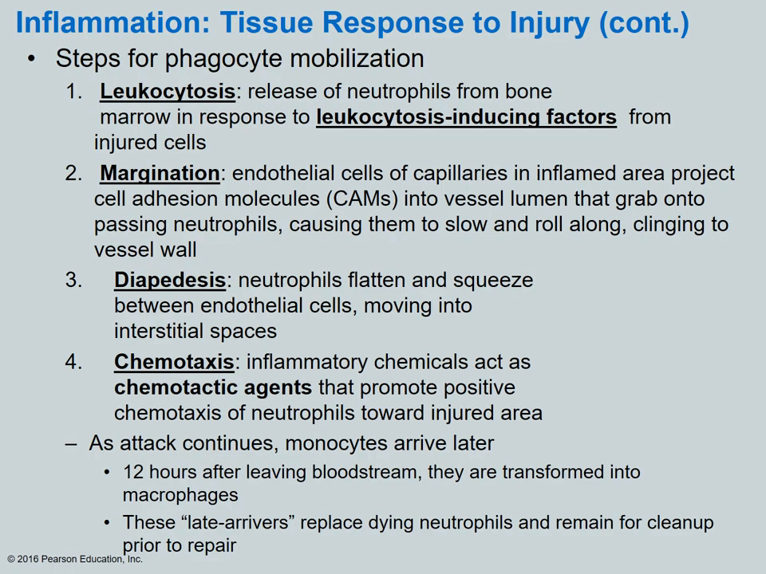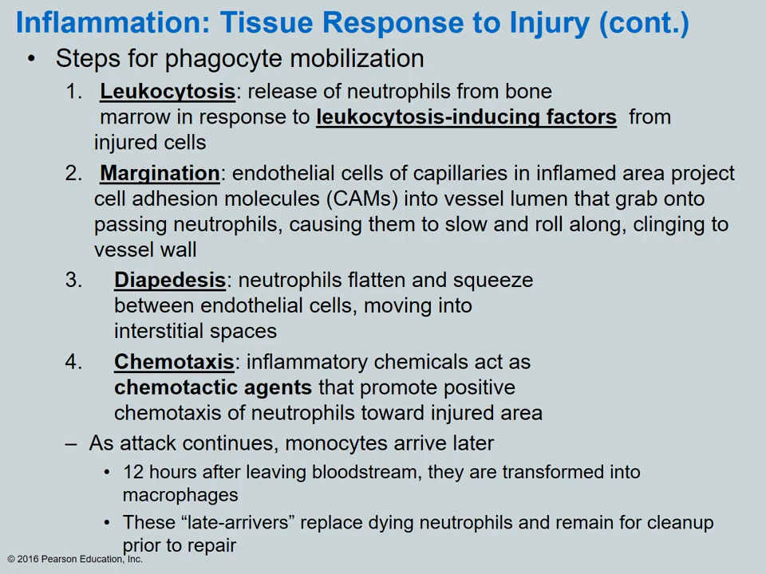So for phagocyte mobilization, first there's release of the neutrophils from the bone marrow. That is leukocytosis. Marginization is when the cells along the capillaries in that inflamed area basically release chemicals that grab onto neutrophils, causing them to slow. They're going to cling to the vessel wall, and then they're going to flatten and squeeze between the cells so they can move out of the blood into the interstitial fluid, and that's diapedesis.